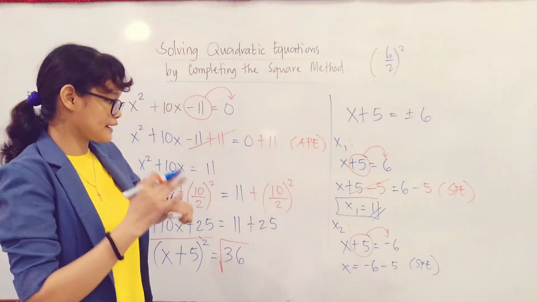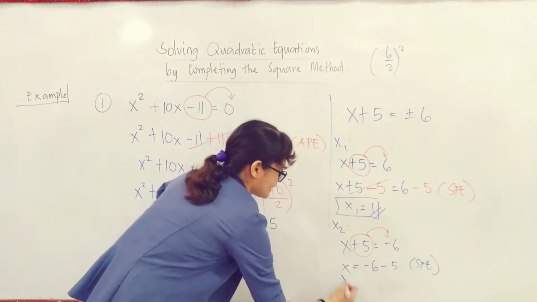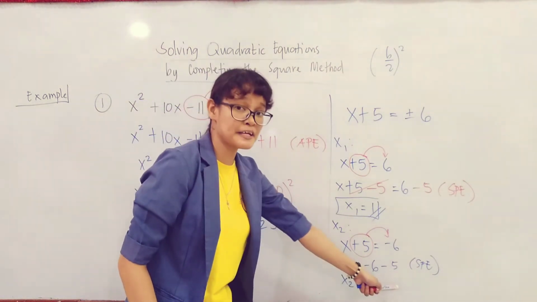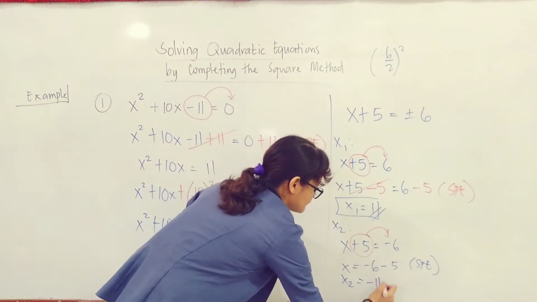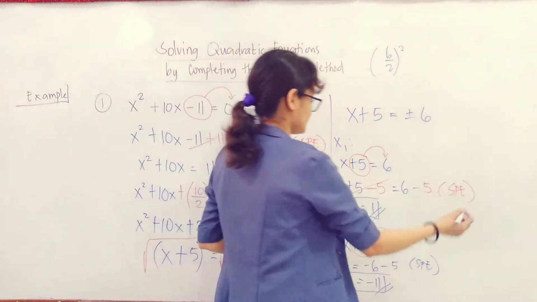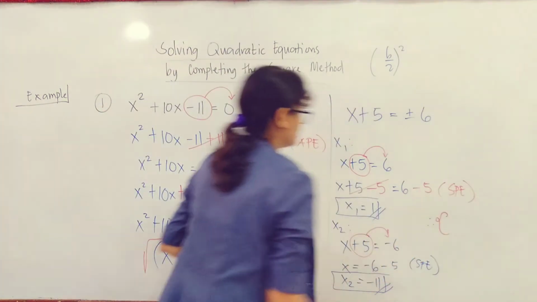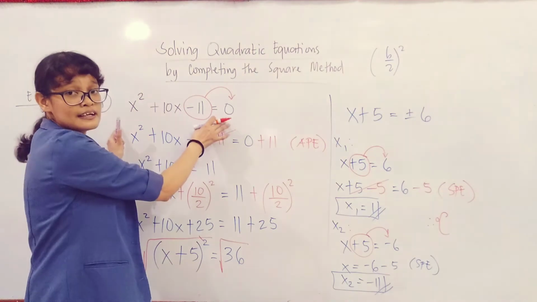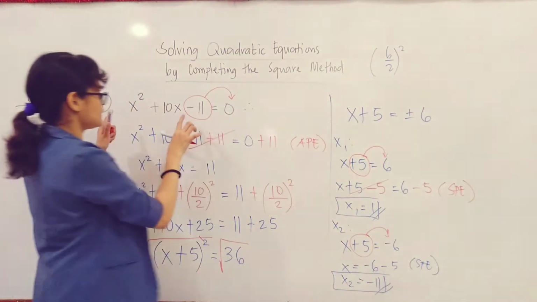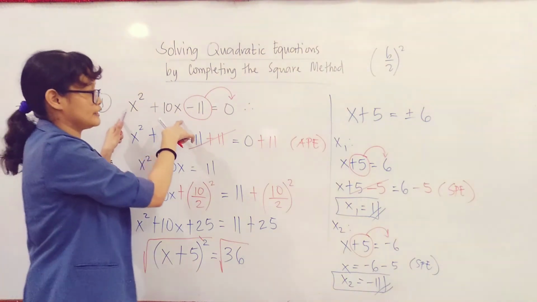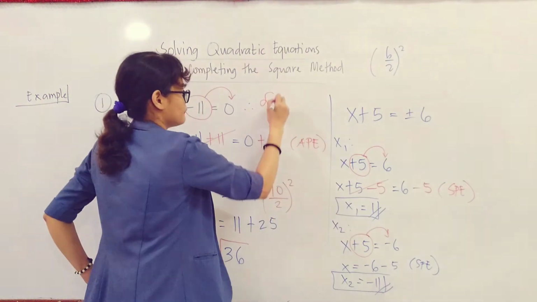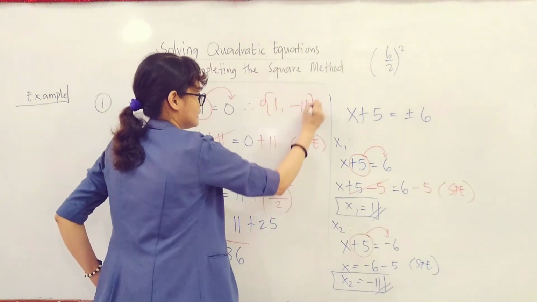And what is our final answer for our x sub 2? So your x sub 2 is simply equal to negative 6 minus 5 is equal to negative 11. Alright? So therefore, the solution set for this, alright, so let me just write the solution here. Alright, so the solution set for this quadratic equation consists of positive 1 and negative 11.